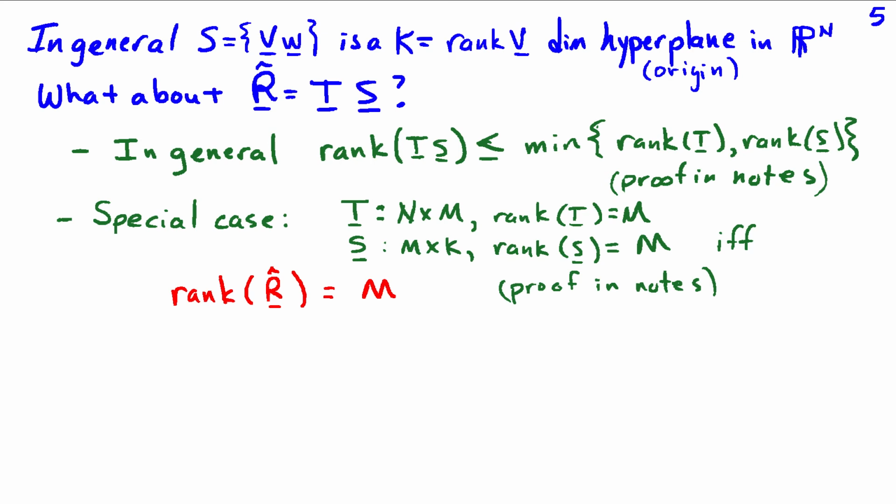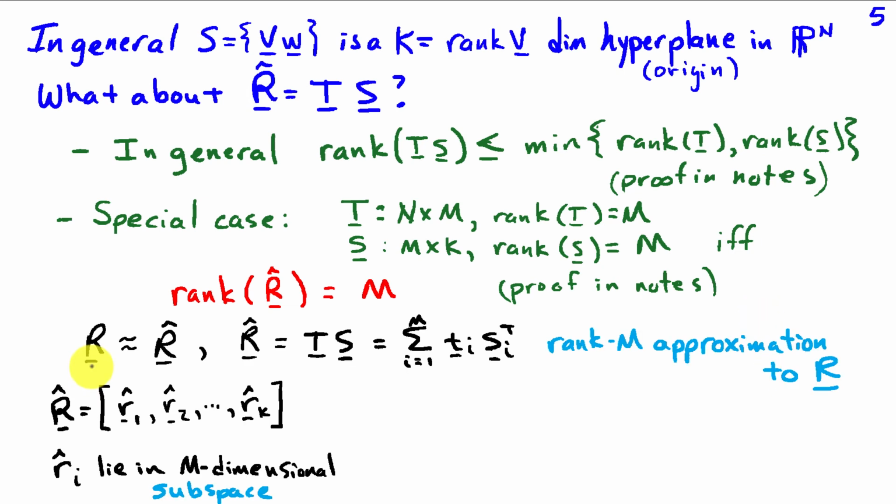In the special case when T is an n by m matrix, and the rank of T is equal to m, and S is an m by k matrix, where the rank of S is equal to m, you can show that under these conditions, the rank of this approximation, R hat, is equal to m. Or if the rank of R hat is equal to m, then these two matrices have to also be rank m. And I've got proofs of both of these in the notes associated with this lecture.